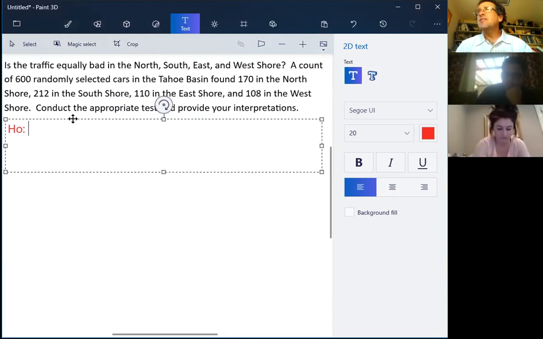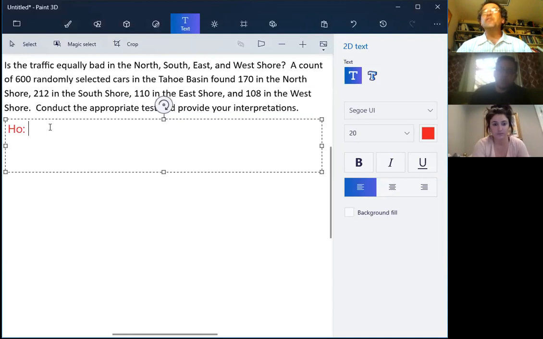So this first test that we're going to be doing is all about deciding whether the distribution of the data fits some known distribution. So what do we call it? We had a word for it in this class a bunch of chapters ago. If all of the data is the same, because that's what we want to find out. Are they equally bad in these 4 shores? Do you remember there was a single word that we used when everything was the same? Was it uniform? Yeah, uniform.